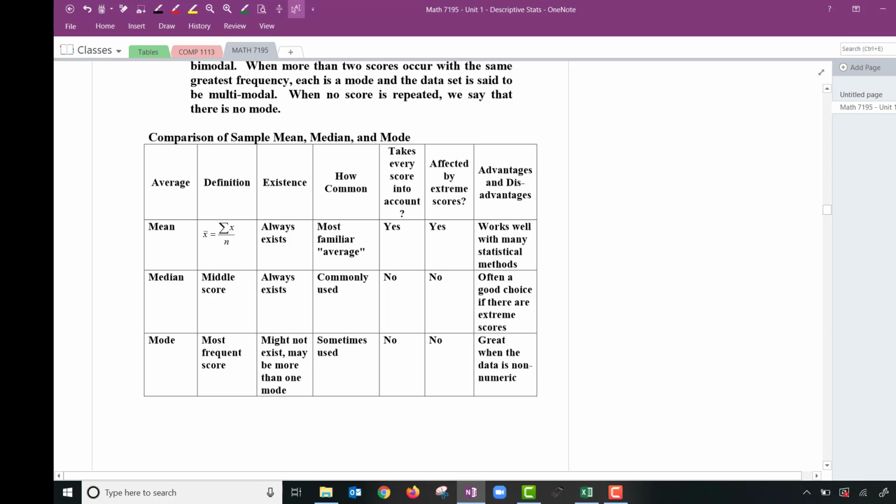Whereas, in contrast, the median has an advantage of it doesn't take every score into account, but it has a disadvantage of it doesn't take every score into account. The nice thing about the median, however, is because it doesn't take every score into account, it's a good choice when you do have a few extreme scores. And then the mode, I think, is good when we have something that's non-numeric. But otherwise, it's not that great because oftentimes there isn't even a mode. If I have a bunch of values that are all unique, then there is no most frequently occurring value in my set.